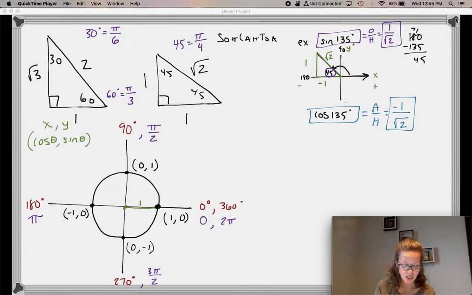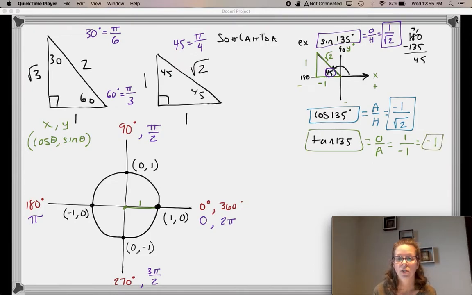We could do a tangent of 135. Tangent, we learned, is TOA, opposite over adjacent. So opposite of that origin 45 is a positive 1. Adjacent is a negative 1. So for that, we would get an answer of negative 1. Okay, so we get all of those answers from that triangle.